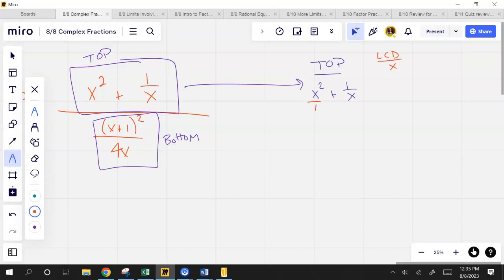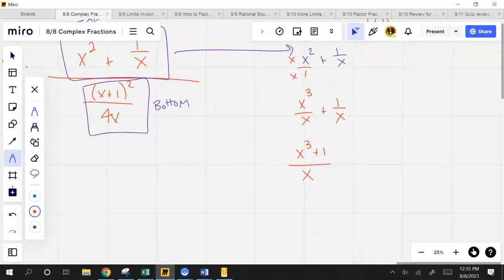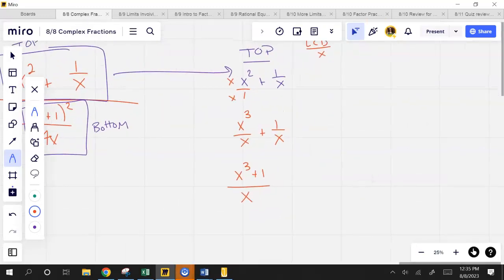First one needs x, right? So x times x. So I get x cubed over x plus 1 over x, which is what? Y'all can do this. X cubed plus 1 over x. I will generally go ahead and factor it if I can because it's just going to make my life easier when I put them together. So does anything here factor? How does that factor? That's a sum of two cubes.